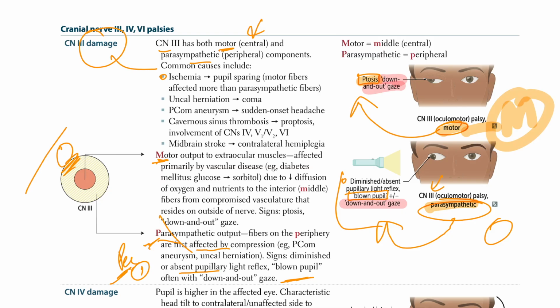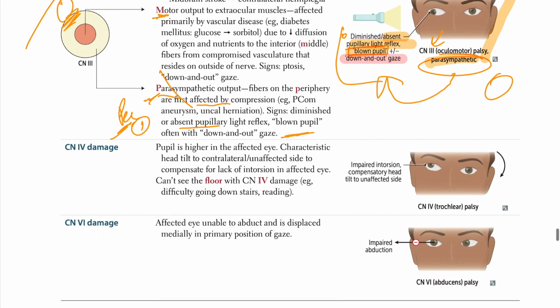So let's just draw that actually. So here's the nerve, here's the middle part. This is motor, this is periphery. And periphery, blown pupil and absent pupillary light reflex. Okay. And this is all about CN3 damage. Look, and I'll go through it one more time, but here let's just look at this CN4 damage.